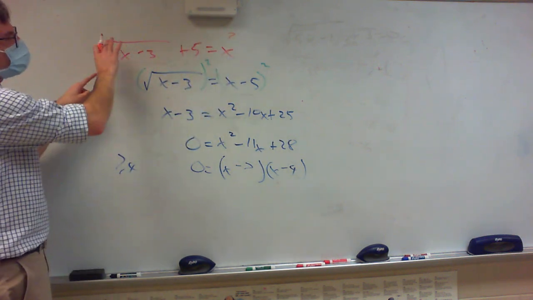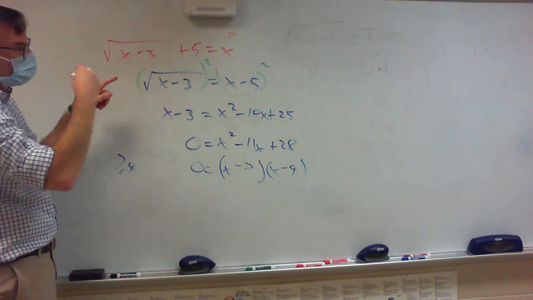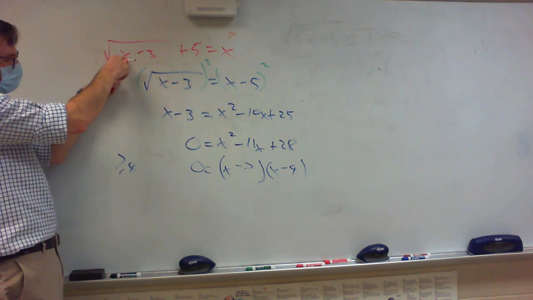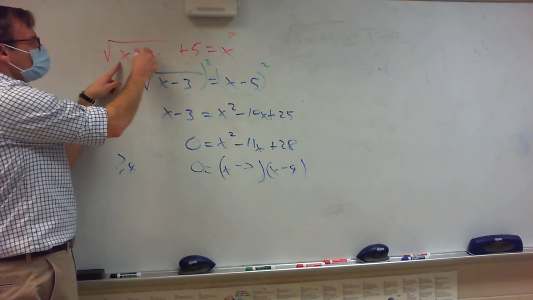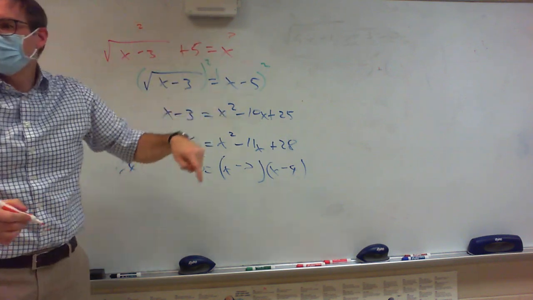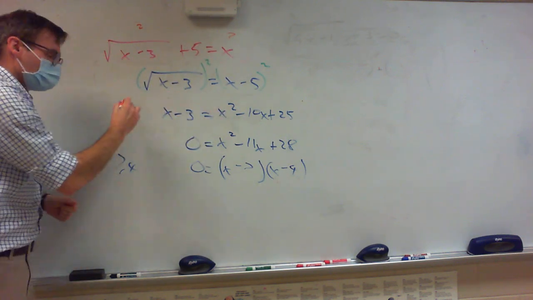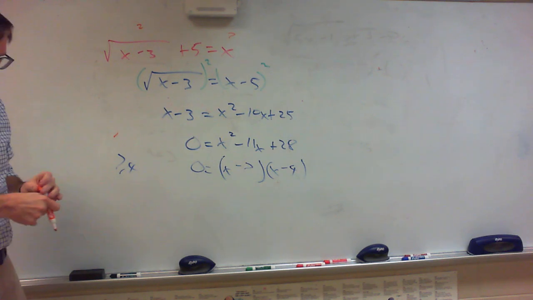Usually, it's actually easier to check these than you think. You just have to get used to it. So I get 7 minus 3, which is 4. Square root of 4 is 2. Is 2 plus 5 7? Yay, that one works. Let's try 4.